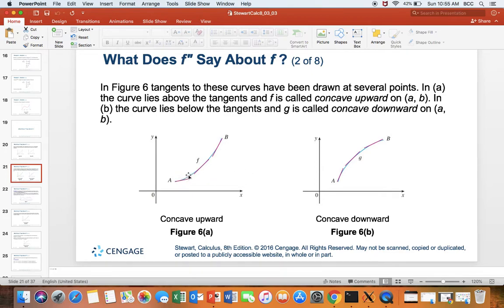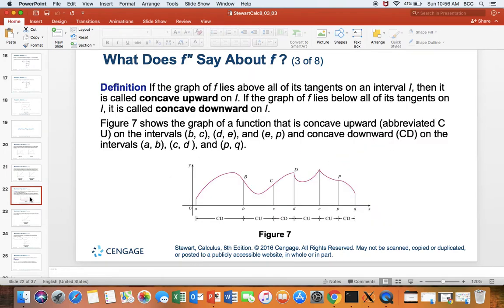So when the graph of f is above the tangents, it's concave up. It's same as saying slopes increase. Here, the curve g is below all the tangents, so the slopes are decreasing. This is concave down. All right.